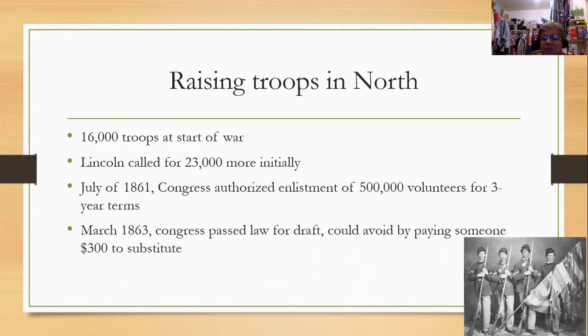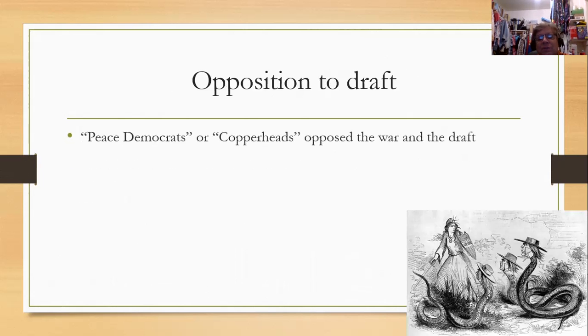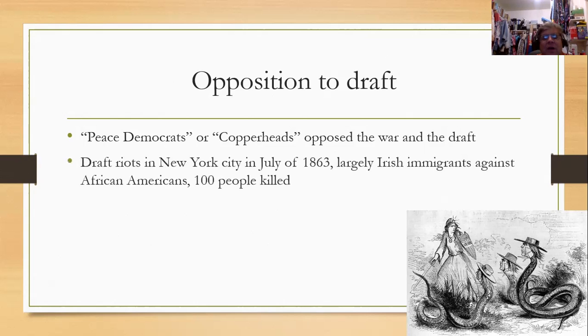However, there was an exception. Someone who's drafted could pay someone else $300 to substitute. That wasn't always popular. There was opposition to the draft in the North. There were still Democrats, many of whom were opposed to the war. They called themselves peace Democrats. Opponents would call them Copperheads. They were opposed to the war and to the draft.